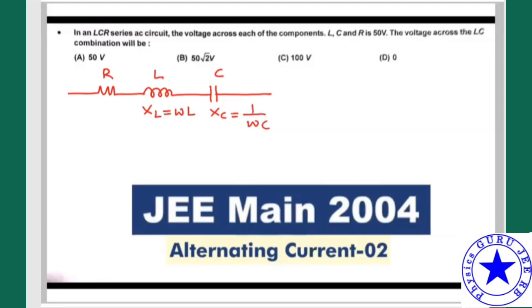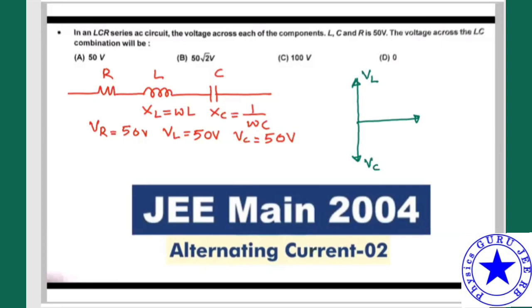What are the potentials given? VR is 50 volts, VL is 50 volts, and VC is also 50 volts. All are 50 volts. If I draw the phasor diagram for it, it looks like this. This is VL, this is VC, and this is VR.